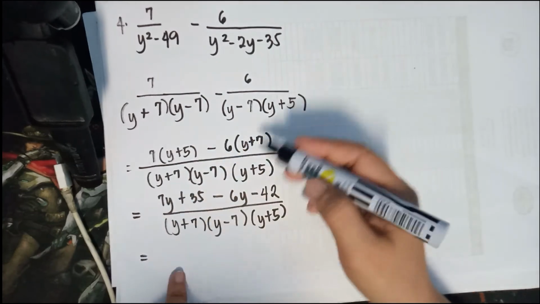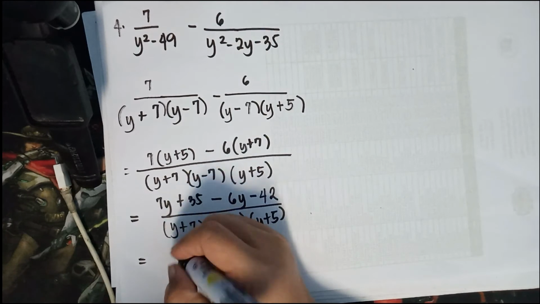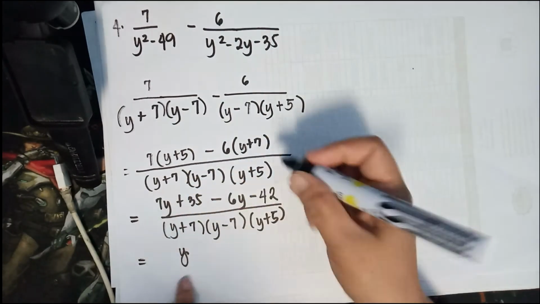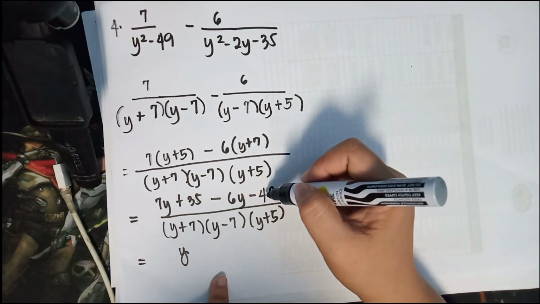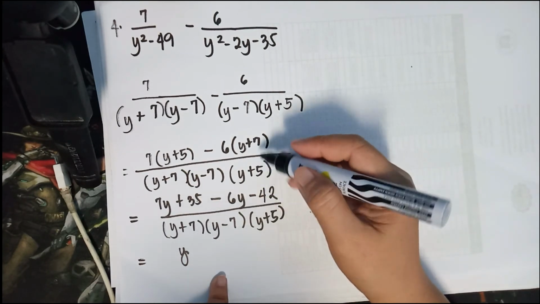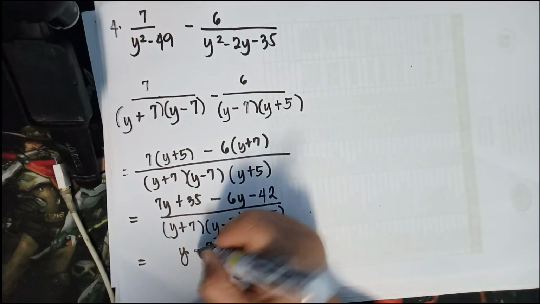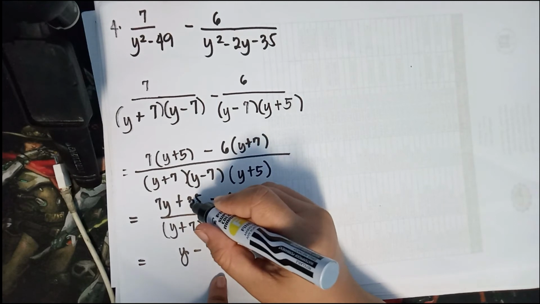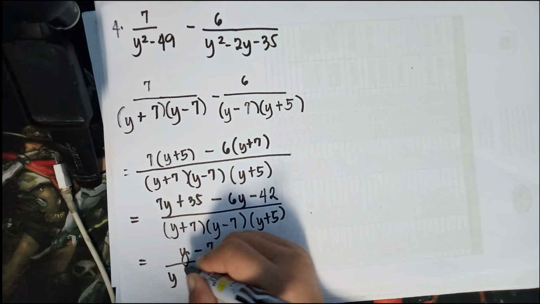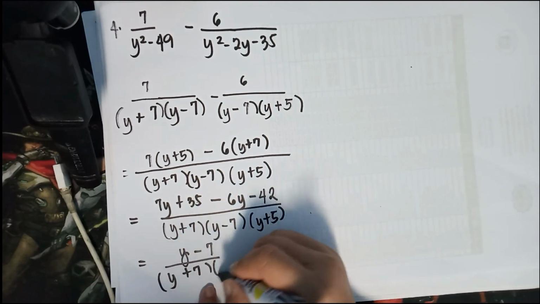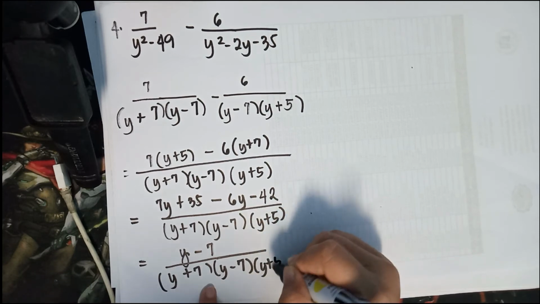Next, combine like terms. 7y minus 6y, we have y. And positive 35 minus 42, that is 7. And the sign will be negative since 42 is greater than 35 and the sign of 42 is negative. Over y plus 7, y minus 7, and y plus 5.